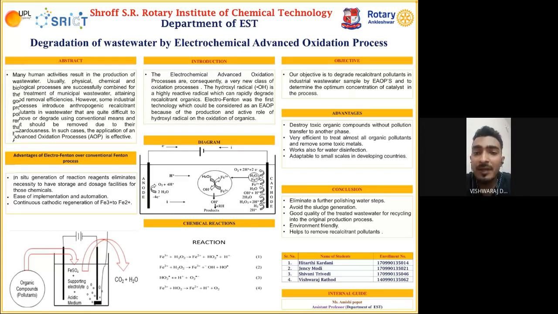So from the experiment, it can be concluded that the treatment of textile wastewater was carried out by the electro-Fenton process and factors affecting it were studied. 31.65% COD removal efficiency was achieved with the help of the electro-Fenton process as the initial value of COD was 2856 mg per liter, which got reduced to 1952 mg per liter at optimum condition.